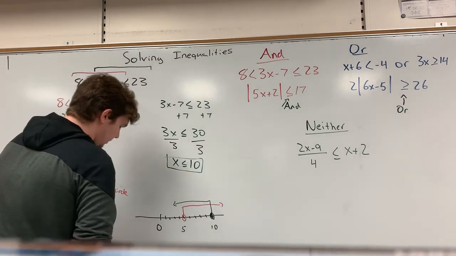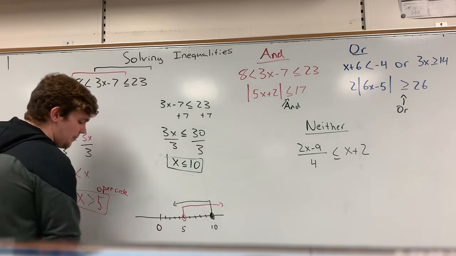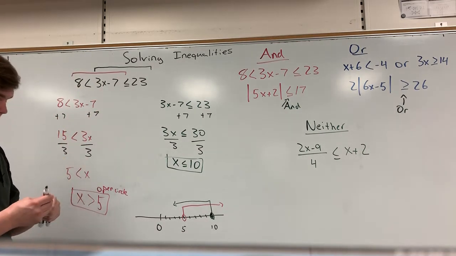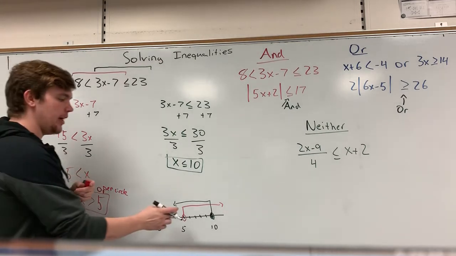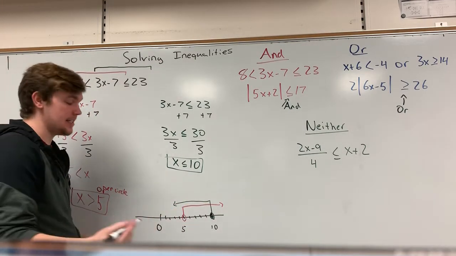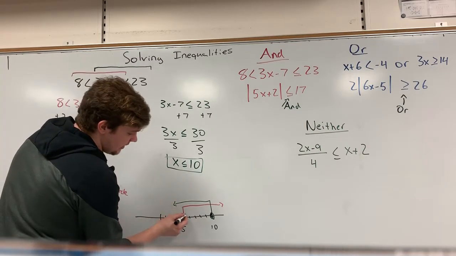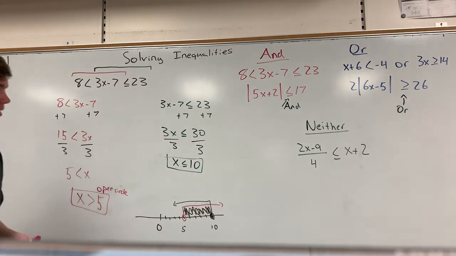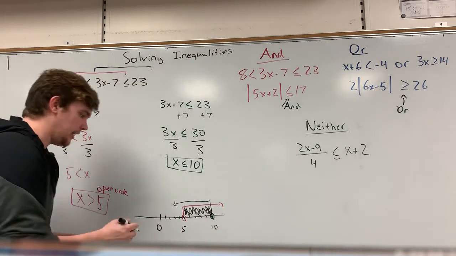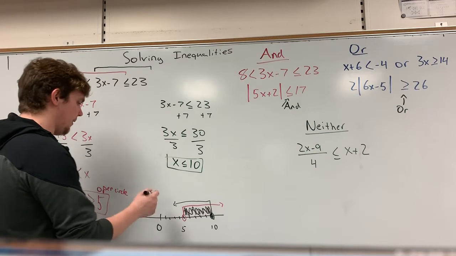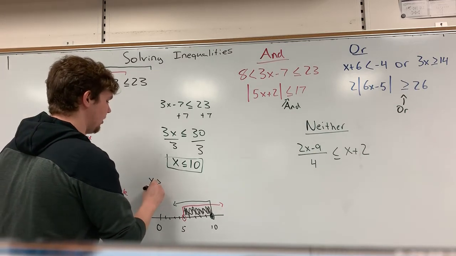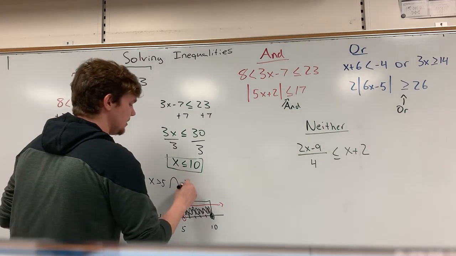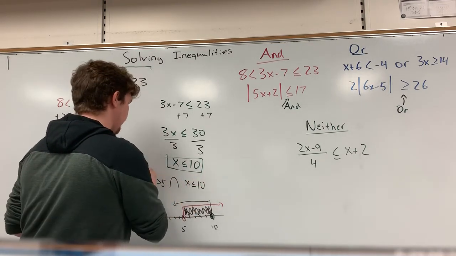Okay, and then my final answer is, hey, remember, this is an and statement, so it needs to be greater than 5 and less than or equal to 10. I'm just looking at the intersection, and that is my final answer right there, the intersection. I'll even write that down here: my final answer is x is greater than 5 and, intersection, x is less than or equal to 10. And this is my final answer here.